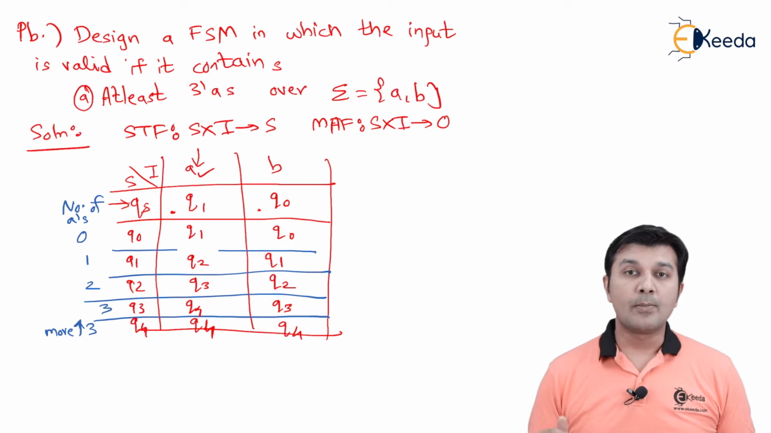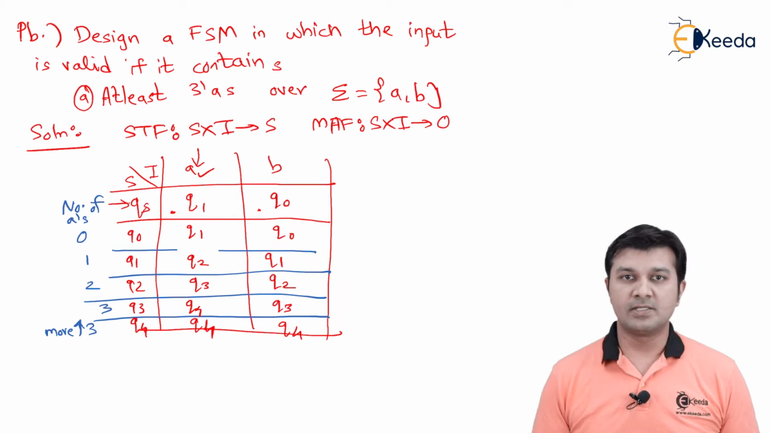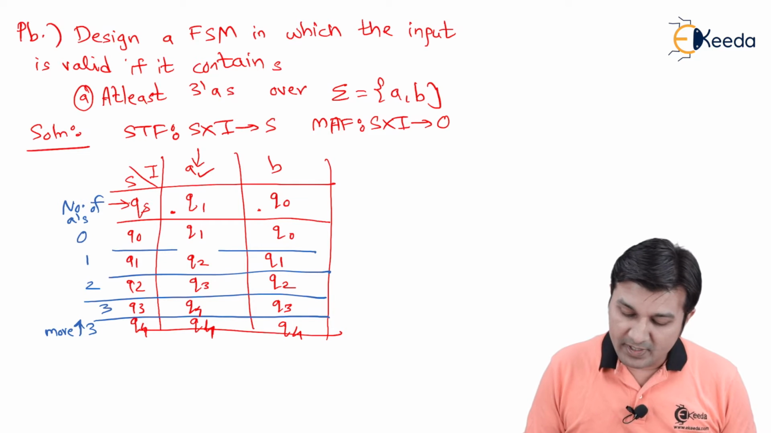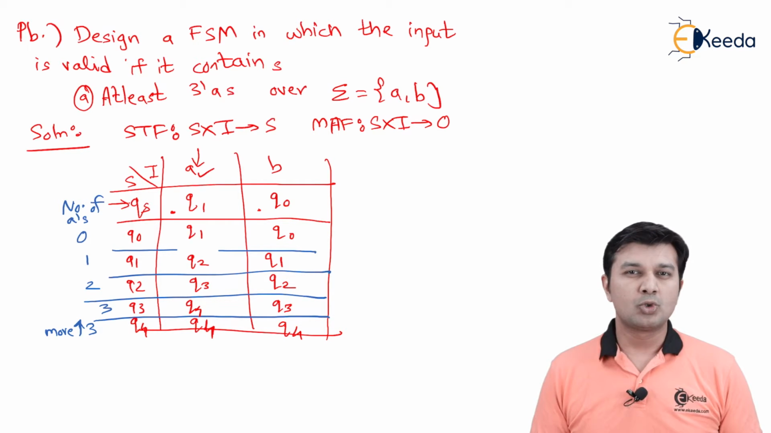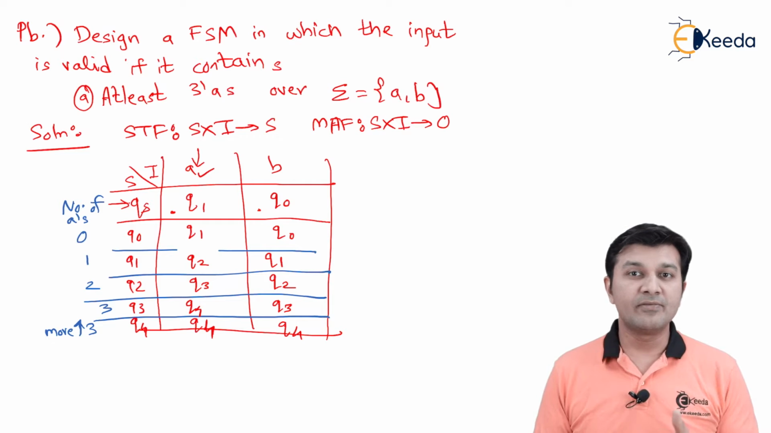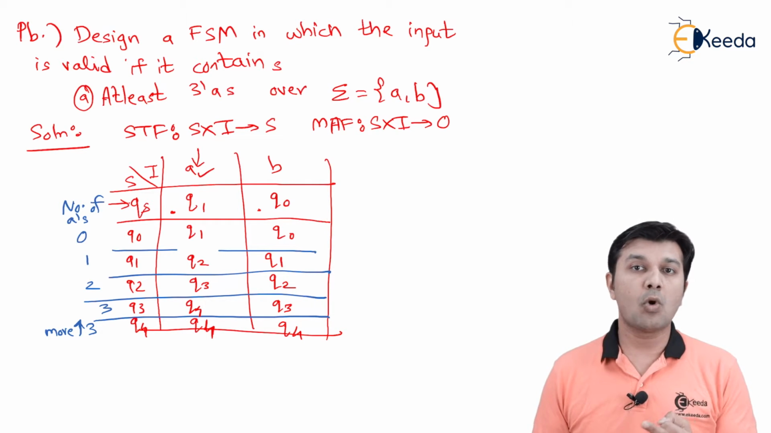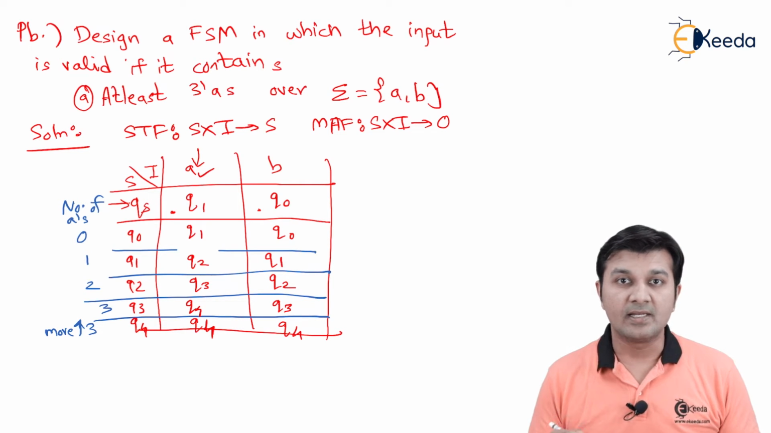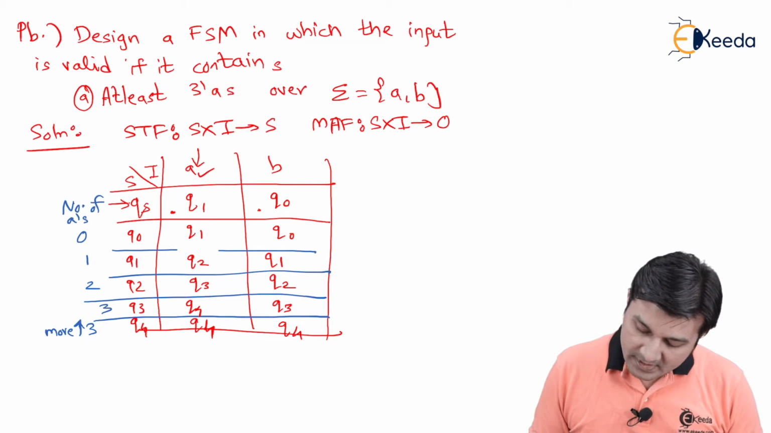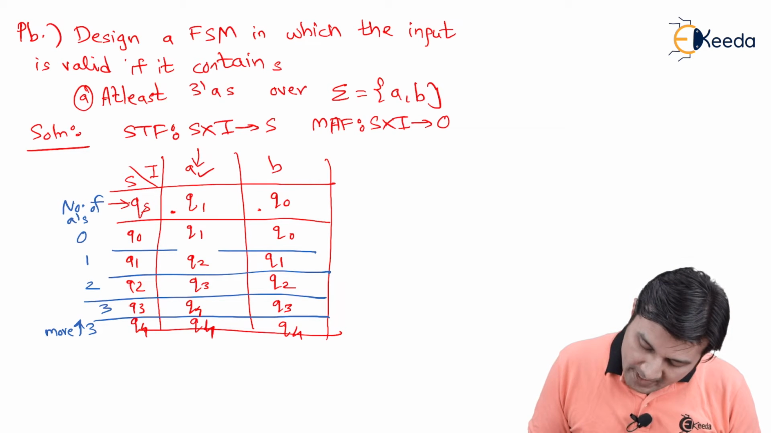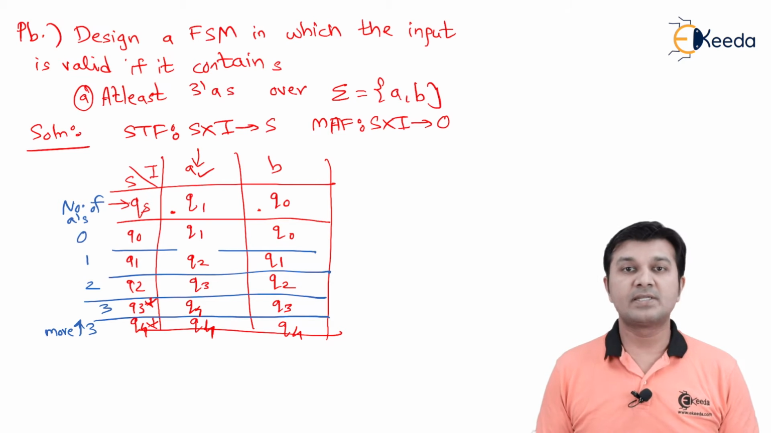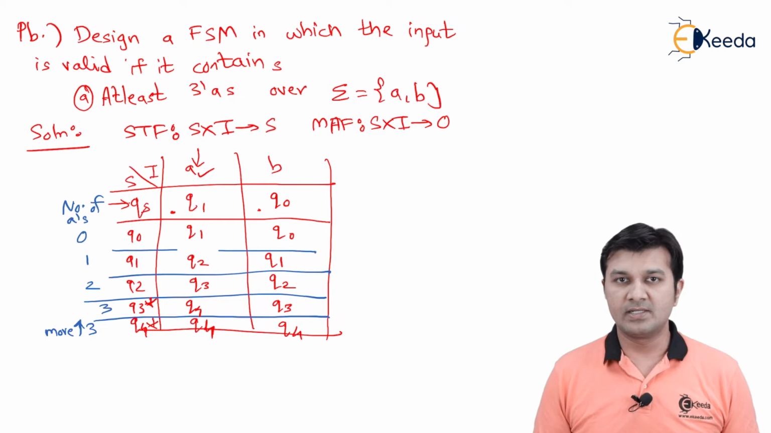Now, coming on to what to mark as the final state. If we observe the question carefully, the question says, design a FSM in which the input is valid if it contains at least 3 A's. So can I say all the states in which the number of A's are 3 or greater than 3 can be considered as the final states? Exactly. Since number of A's has to be at least 3, Q3 is that state and Q4 is that state which can be marked as the final state.